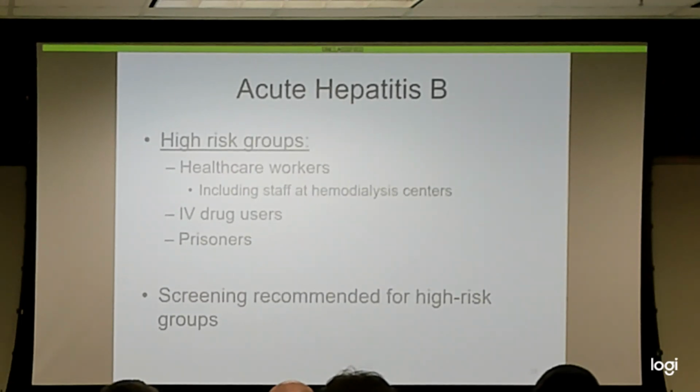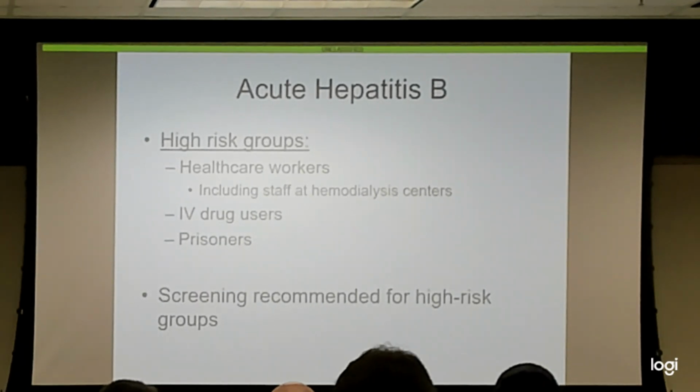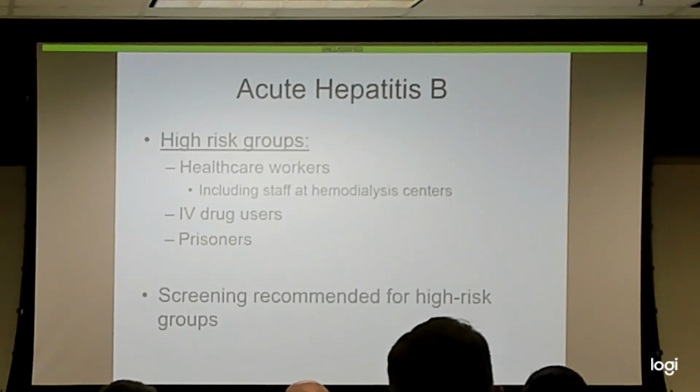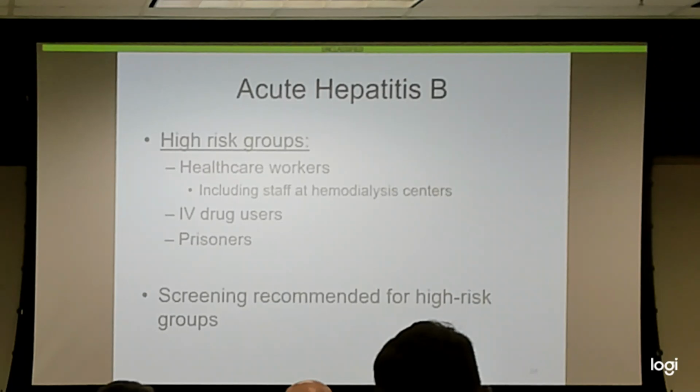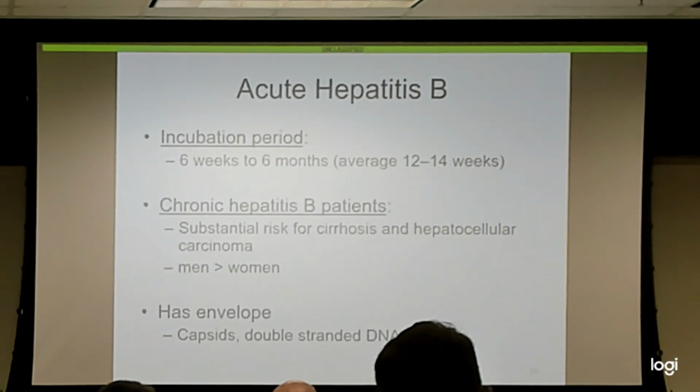So your high-risk groups, again, the healthcare workers. So all healthcare workers get the Hep B vaccine. IV drug users, obviously, because that's blood transmission, and then prisoners. So the close contacts, they're at high risk as well. Screening recommended for high-risk groups. So incubation period 6 weeks to 6 months. The average is 12 to 14 weeks.